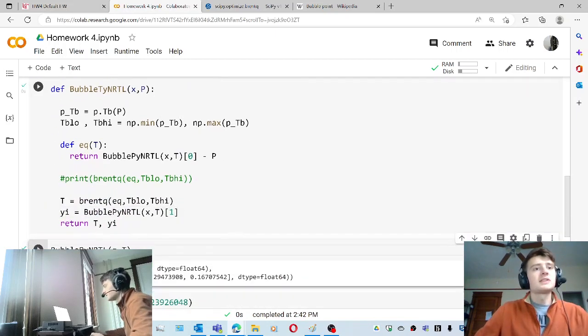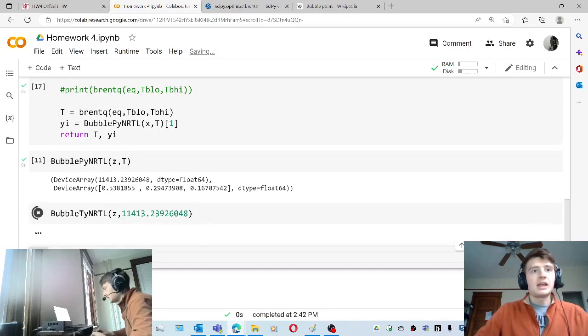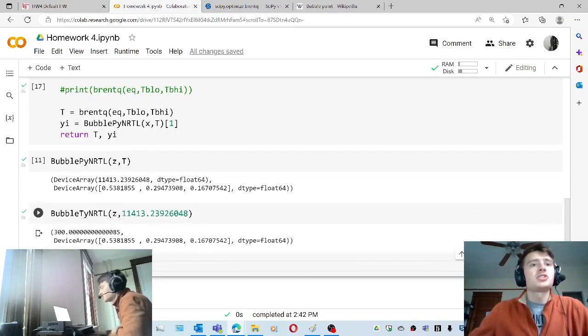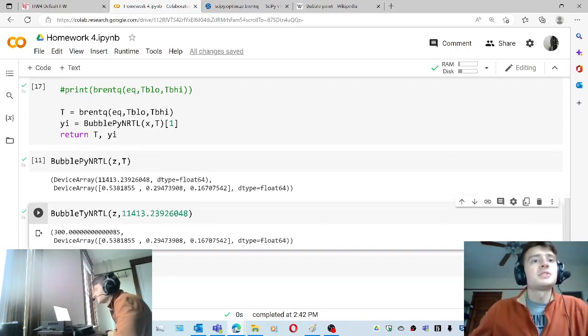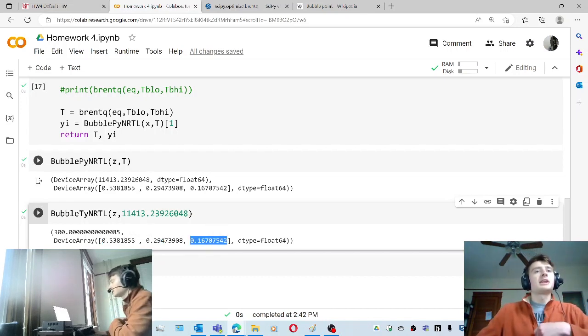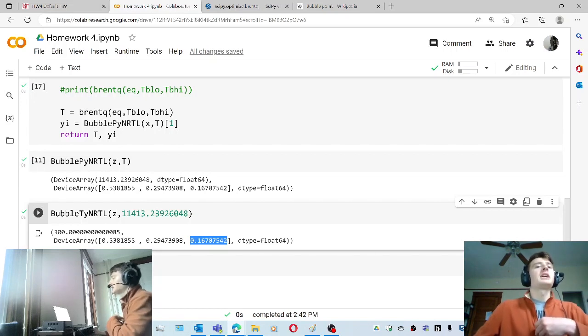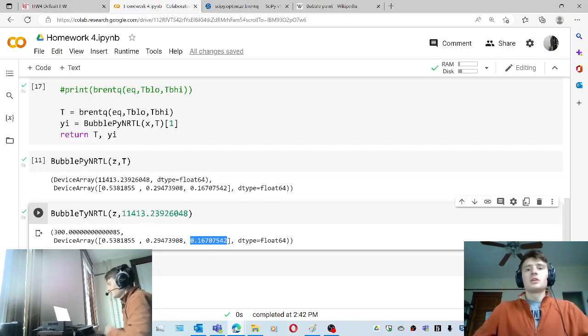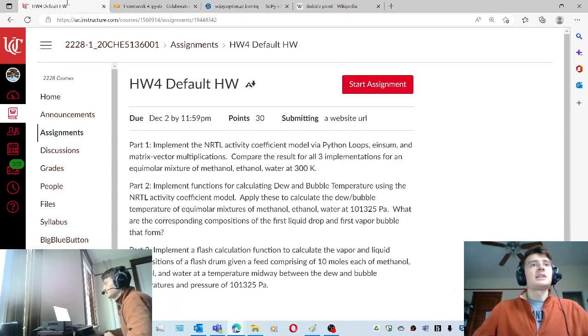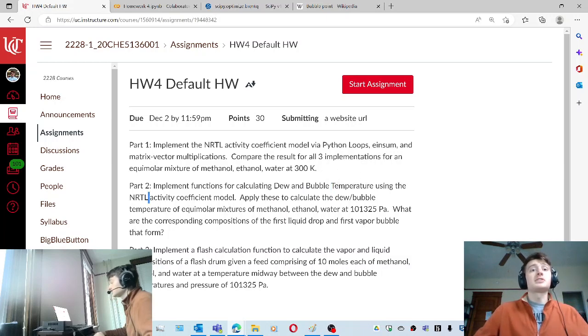So if I go ahead and run this again, redefine the function, now if I run it at that pressure, I should get, oh yeah, look at that, the compositions of methanol, ethanol, and water are the same, whether I'm running it between the two conditions, because they're equivalent bubble points. So sweet. That is the first thing I wanted to do, which is calculating the bubble temperature using the NRTL activity coefficient model.